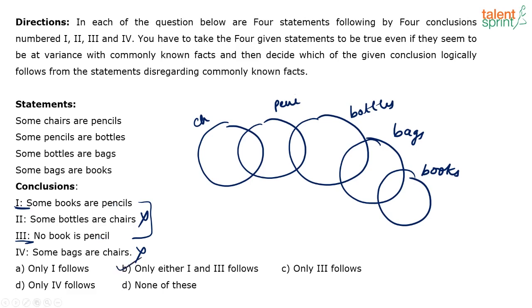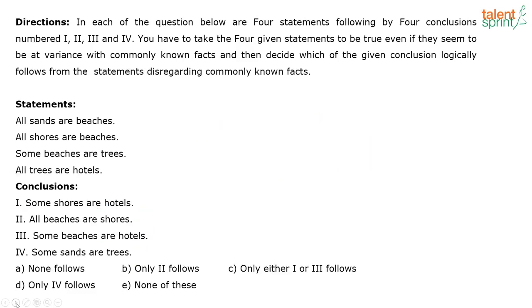That is option B. So the correct answer for this question is option B. Next one. All sands are beaches. All shores are beaches. Some beaches are trees. All trees are hotels. The first conclusion is some shores are hotels. All beaches are shores. Some beaches are hotels and some sands are trees. Give me the answer for this one.